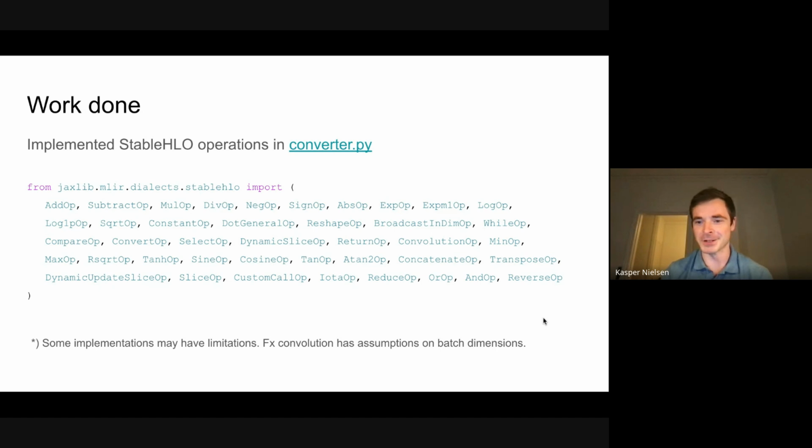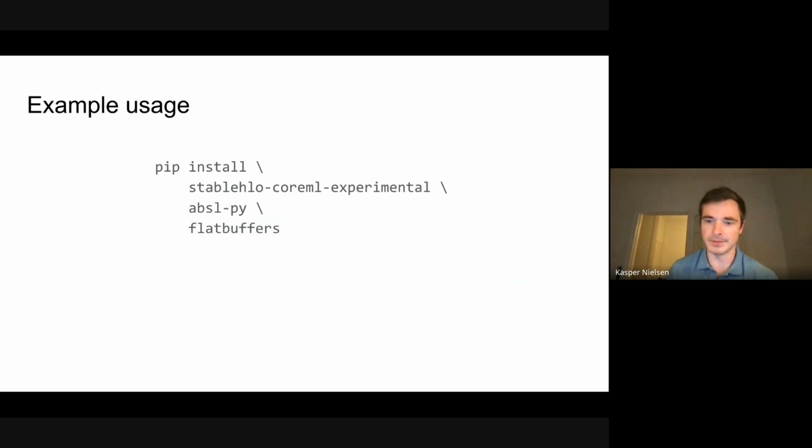It is what was required to get the models I was interested in working. And some of the operations I have implemented have some limitations. For example, for the convolution operation, I made some assumptions about the batching dimension that the operation is performed over. And I also have a bunch of limitations regarding the data types I support. I just support ordinary floating points now. And if you go to the next slide again, then just quickly about how you actually use this.